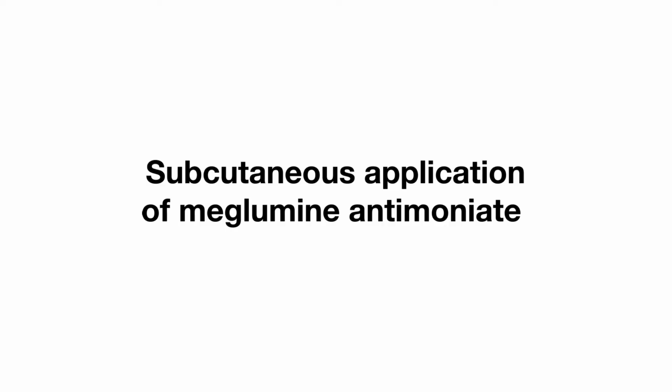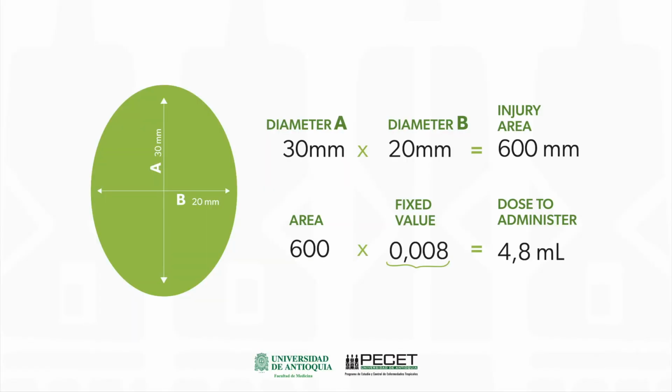Subcutaneous application of meglumine antimoniate. To calculate the dose to be administered, it is recommended to use a fixed dose of 0.008 milliliters per square millimeter of the lesion area, with a maximum daily dose of 15 milliliters considering all lesions. If the patient has 2 or more lesions, for each one, measurements and calculations are made separately and the volumes of meglumine antimoniate corresponding to the calculation performed are then injected.